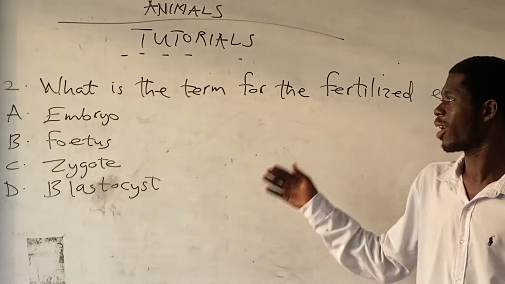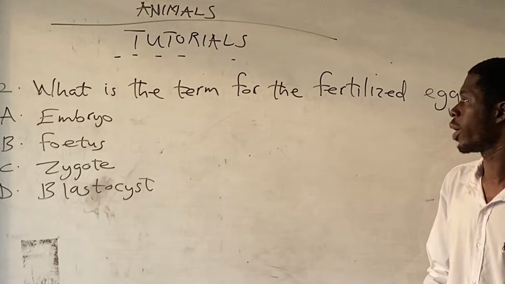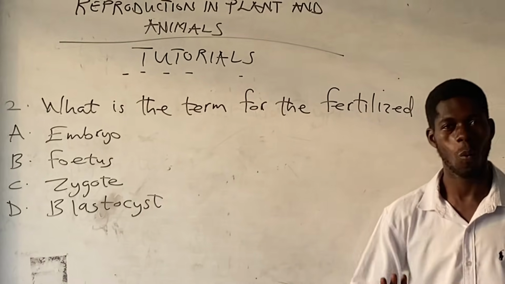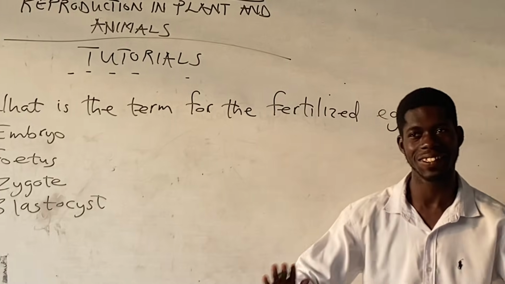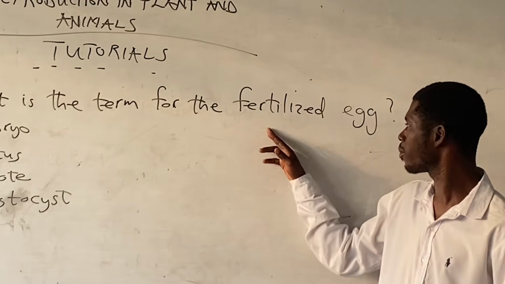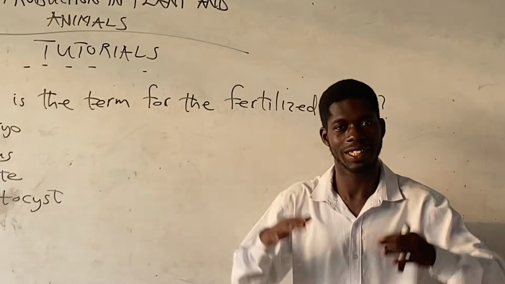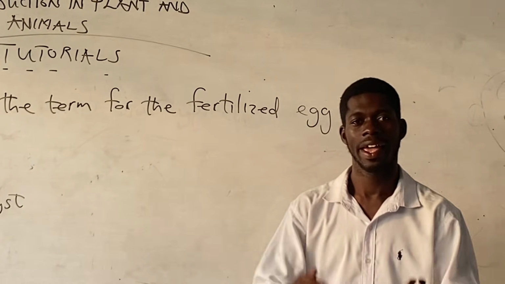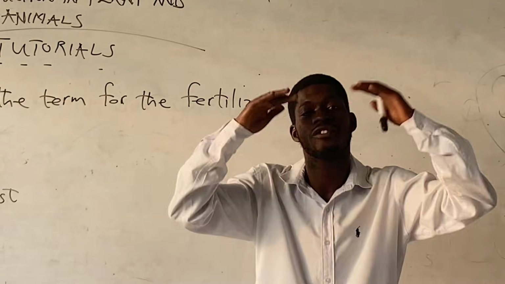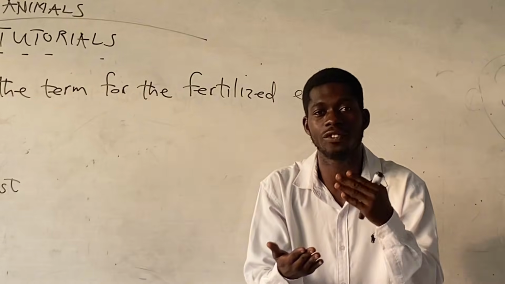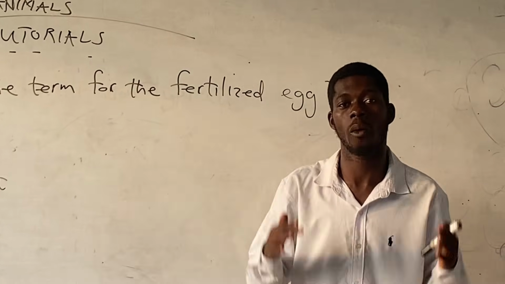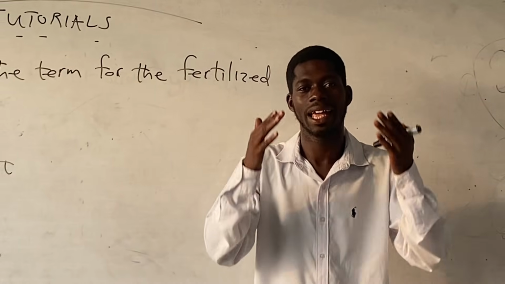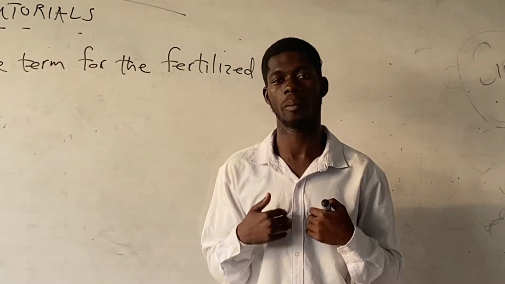Okay, so question two. What is the term for the fertilized egg? So the fertilized egg, from fertilization. You see that the definition for fertilization is the process of the fusion of male and female sex cells to form a zygote.